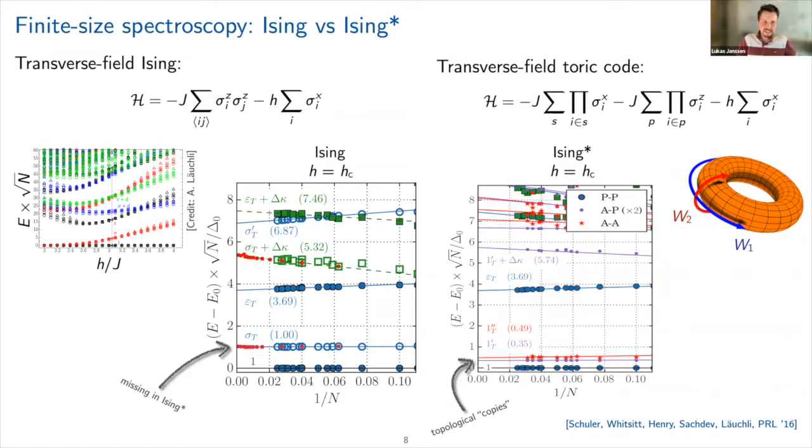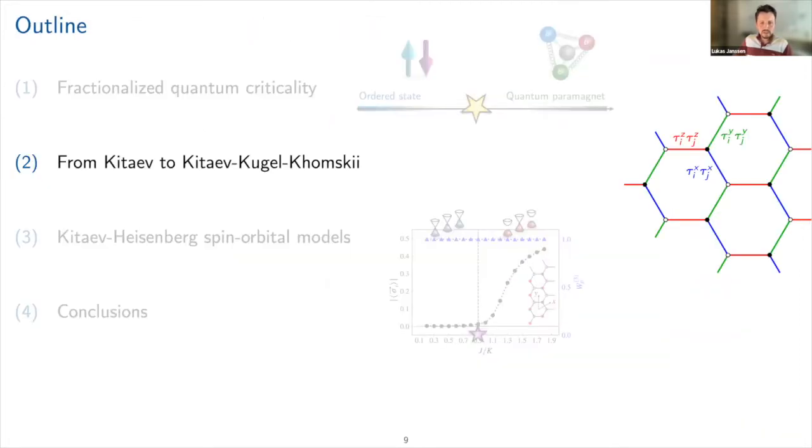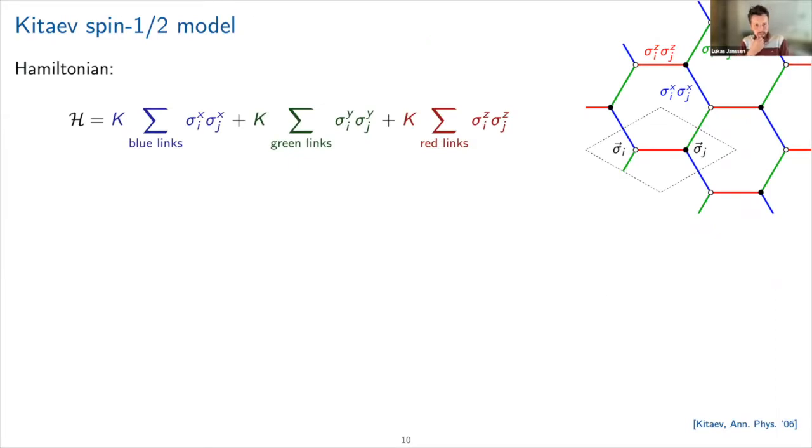Anyway, the point really is that that has been one of our motivations. There has been lots of knowledge about bosonic fractionalized quantum critical points, and our point here is to find a fermionic version of that. So we want to generalize the Kitaev model. Because of that, let me first review the Kitaev honeycomb model, the spin-1/2 model, because this generalization works in close analogy to the spin-1/2 model.